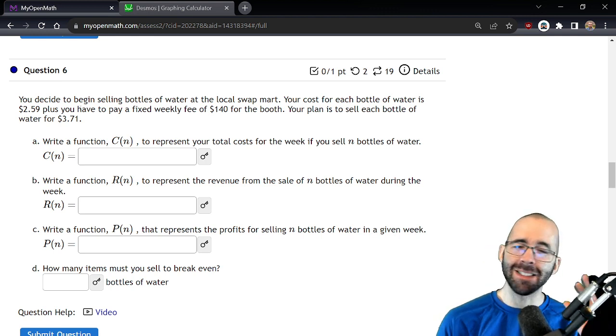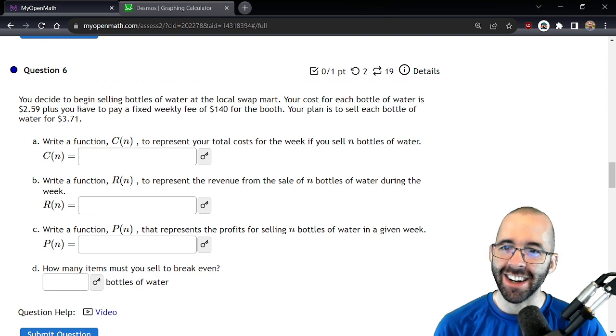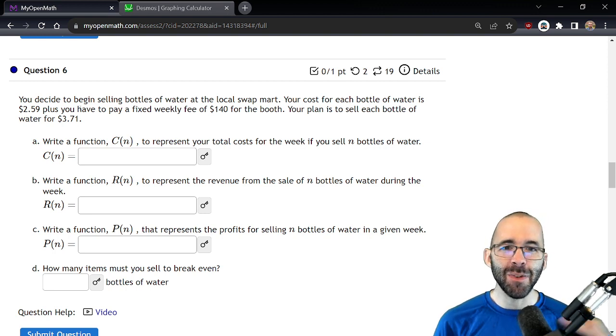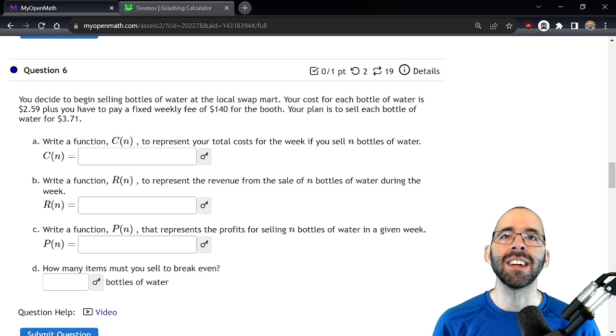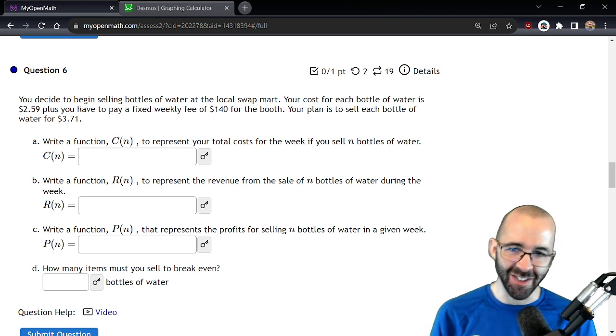Very questionable business choices, I have to say, not being a business person myself. But you have a booth and you say $3.71, please. People are going to just look at you and be like, why did you choose $3.71?